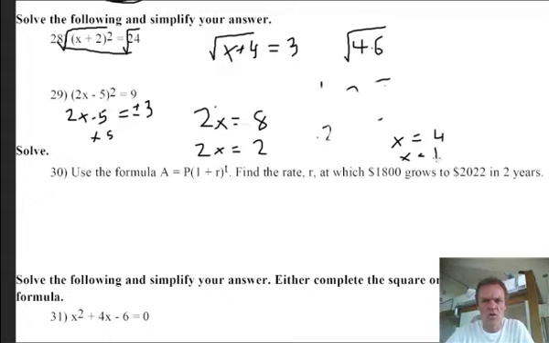2 times 4 is 8. 8 take away 5 is 3. When you square it, you get 9. When x is 1, 2 times 1 is 2. 2 take away 5 is negative 3, but negative 3 squared is still 9. It works. Okay, just checking the answers.